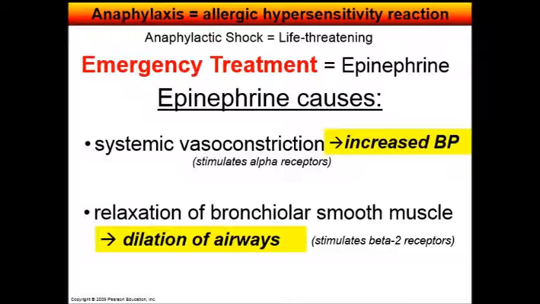That's the blood pressure, and the airways constrict. So the bronchioles can constrict, swell up, close off. The upper respiratory tract can start to swell and close off. It's a mess.